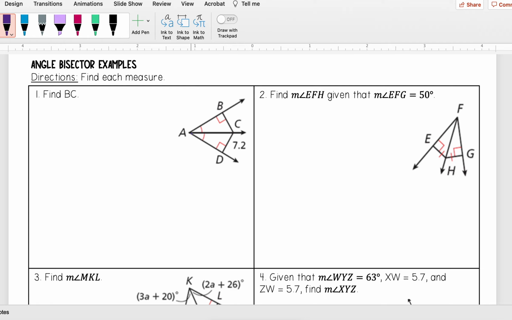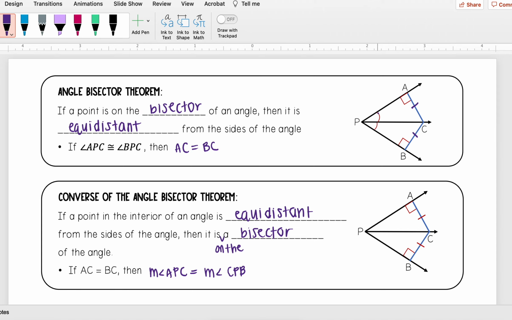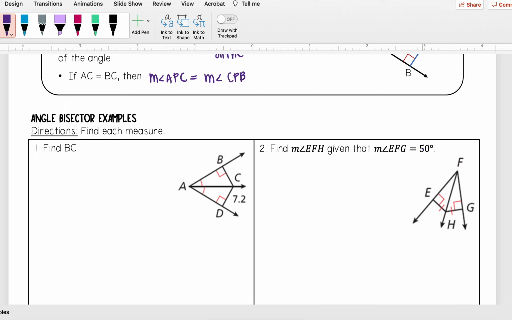Well, something I noticed here is that AC is bisecting this angle BAD. And I see that because of these congruent markings here. And we learned from this angle bisector theorem that when we have that angle bisector, then this point is equidistant from the sides of the angle. So that means that BC is equal to CD. Well, CD, it tells us that that length is 7.2. So that means that BC is also equal to 7.2.